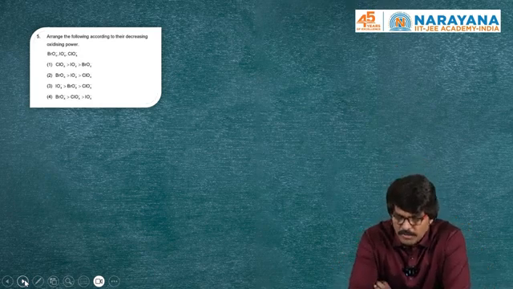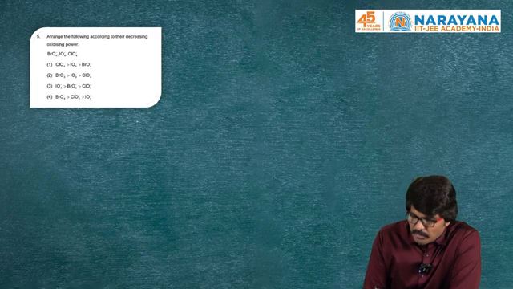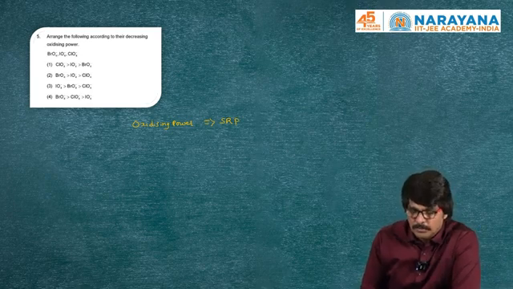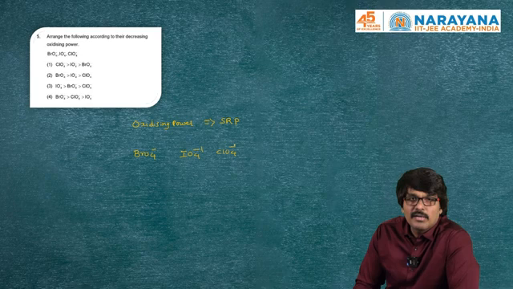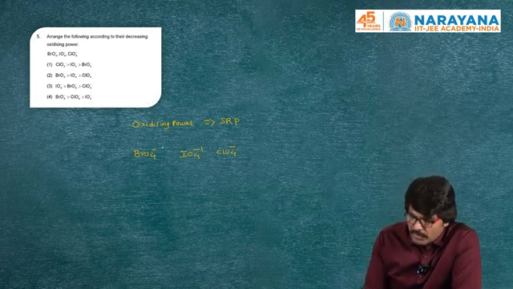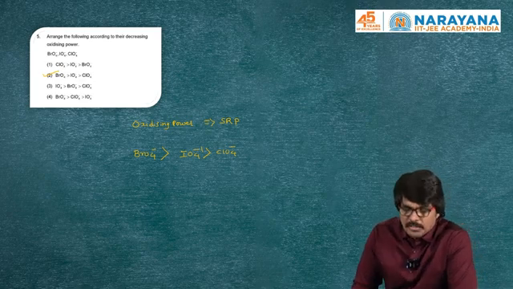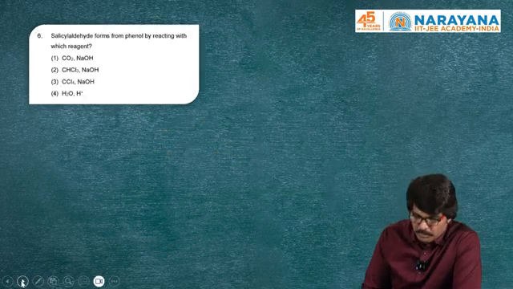And the next one: arrange the following according to their decreasing oxidizing power. Oxidizing power totally depends on the SRP values, standard reduction potential values. The given species are BrO4 minus, IO4 minus, and ClO4 minus. Purely this question is based on data, and the SRP values order is: BrO4 minus is greater than IO4 minus is greater than ClO4 minus. So based on that, the answer is the second option. Oxidizing power depends on standard reduction potentials.